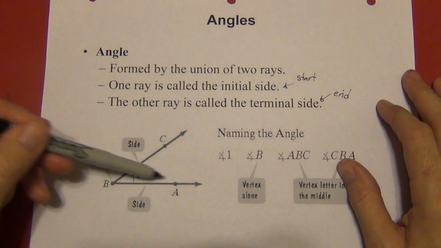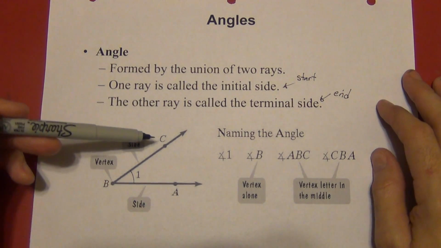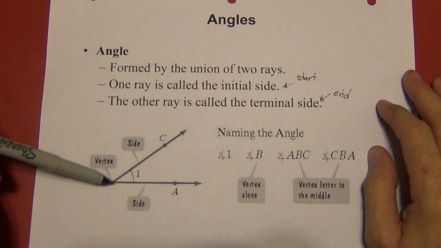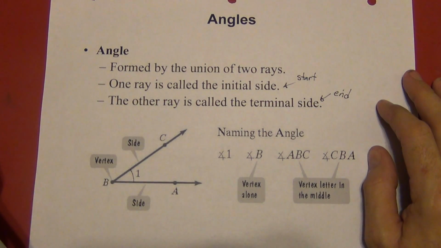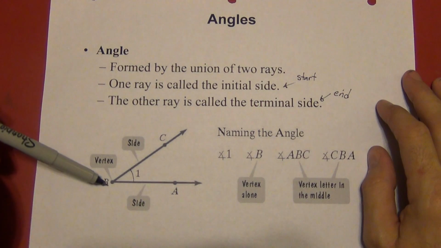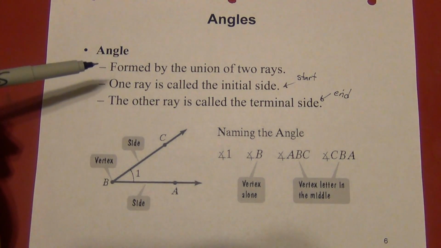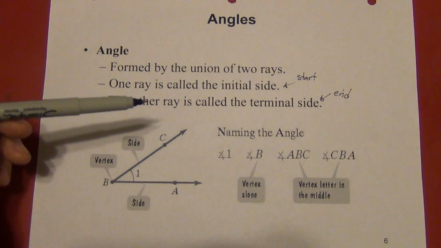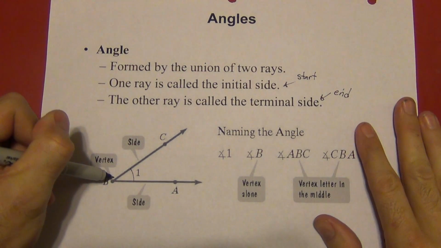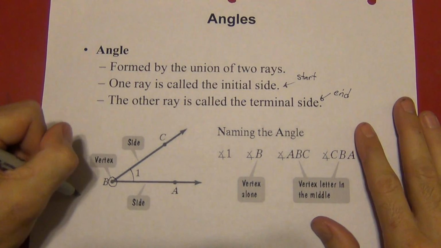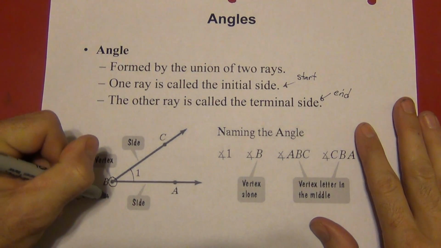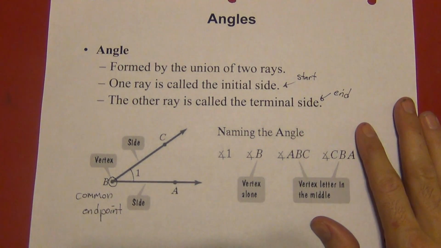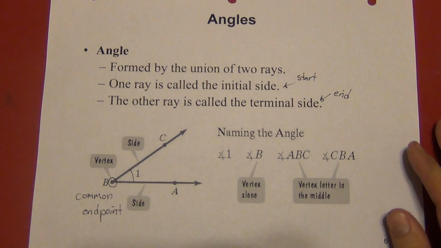Now, this one says ABC, so I'm going to say that AB is probably the initial side, and the ray BC is the terminal side, because A and B start the alphabet and B and C are next. So that's probably just what I would call it. The vertex is right here in the middle. It's the common endpoint. And that's pretty much it.